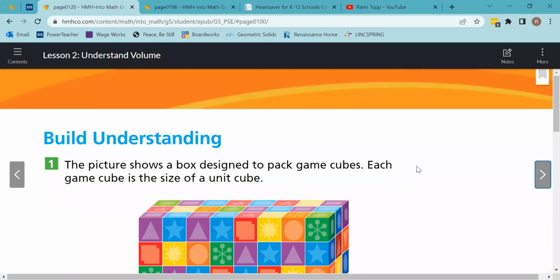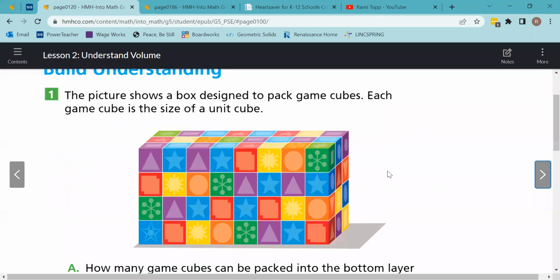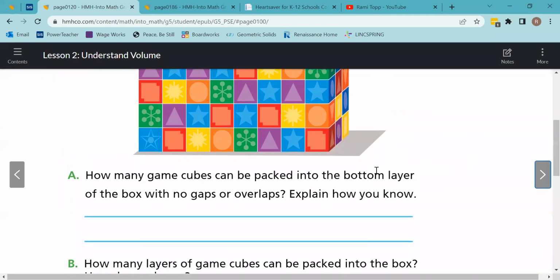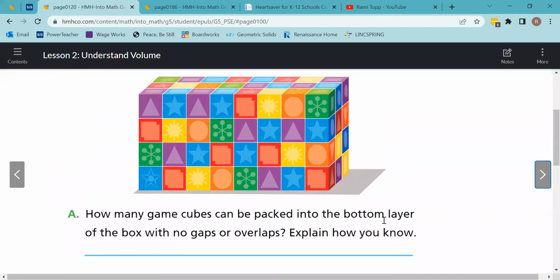Okay. Page 100, number 1. The picture shows a box designed to pack game cubes. Each game cube is the size of a unit cube. So instead of saying a cubic foot, they're just saying units for us for now. How many game cubes can be packed into the bottom layer of the box with no gaps or overlaps?